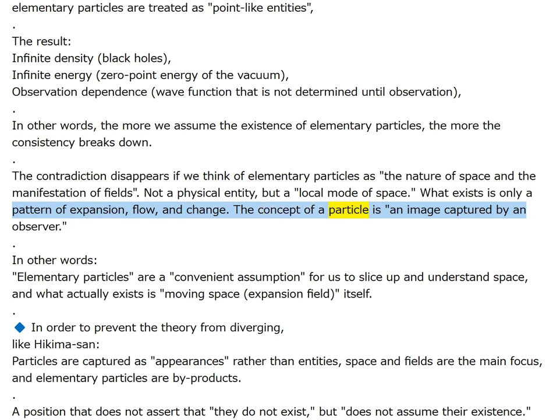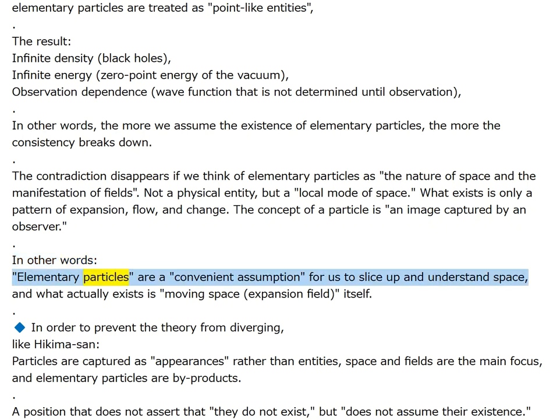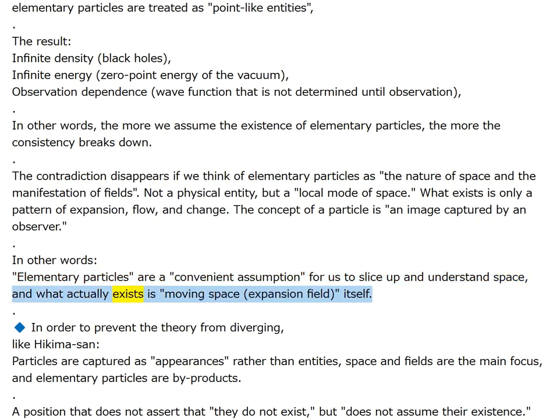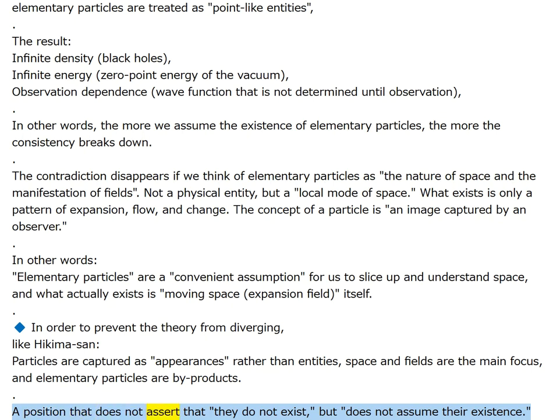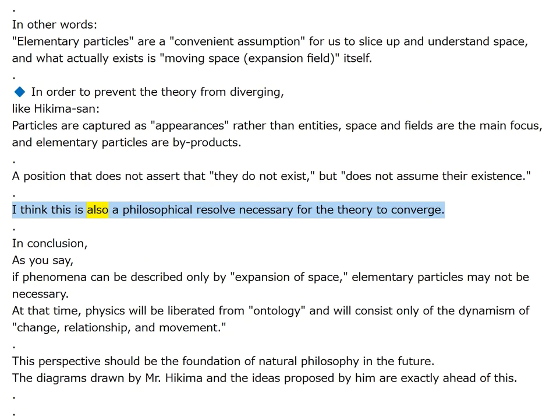The concept of a particle is an image captured by an observer. In other words, elementary particles are a convenient assumption for us to slice up and understand space, and what actually exists is moving space, the expansion field, itself. In order to prevent the theory from diverging, like Hikima-san, particles are captured as appearances rather than entities, space and fields are the main focus, and elementary particles are byproducts. A position that does not assert that they do not exist, but does not assume their existence. I think this is also a philosophical resolve necessary for the theory to converge.